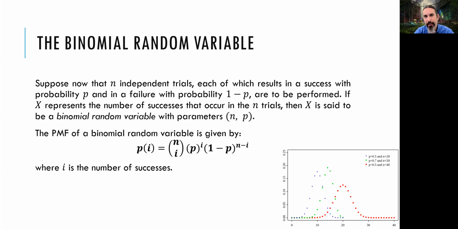So the binomial random variable is the first random variable that Bernoulli trials will be used in. We have already talked about this one. We didn't name it, but we have seen examples of it. So we have n independent trials. Those trials have a success probability of P and a failure probability of 1 minus P, like a Bernoulli trial. They're all Bernoulli trials anyway. And X represents the number of successes that occur in n trials.